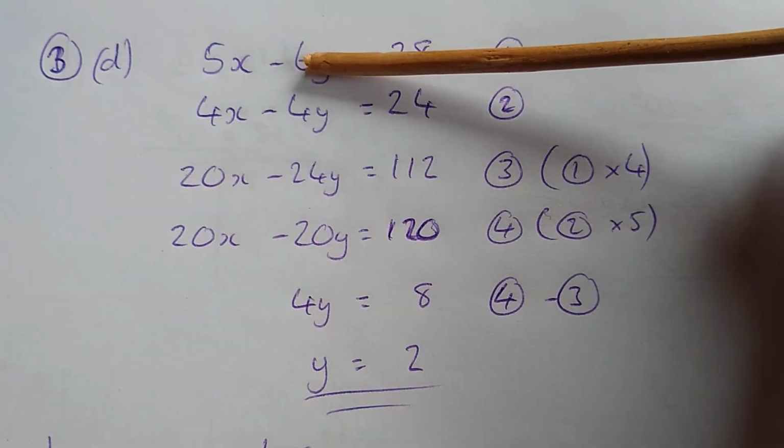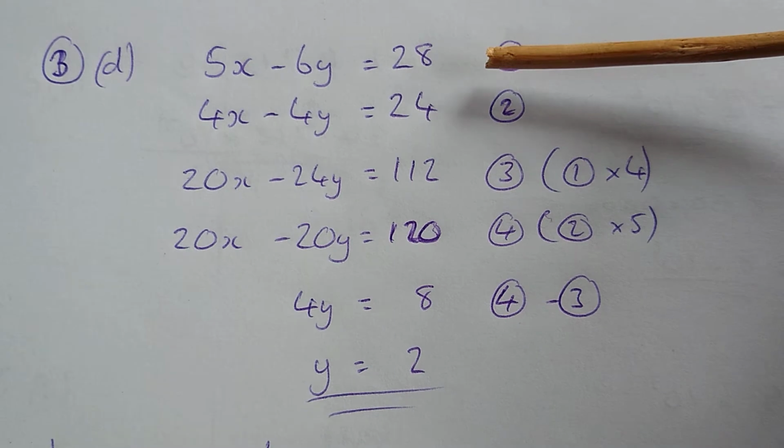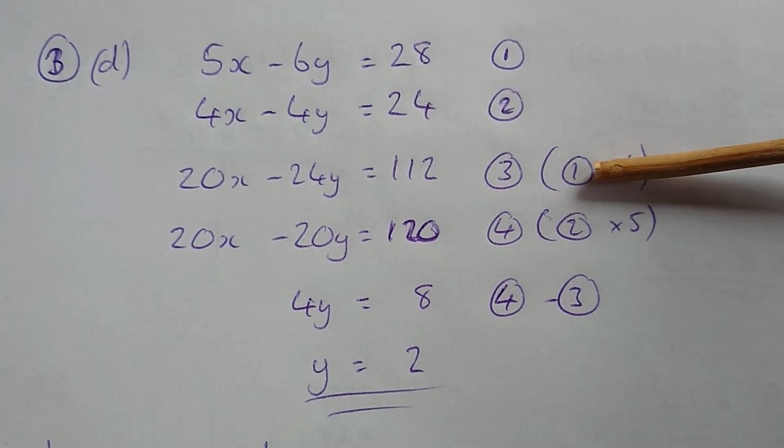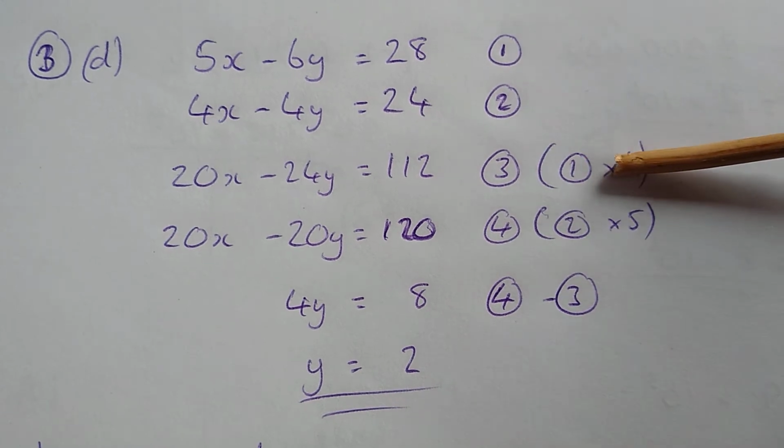So I'm going to multiply every single part of this by 4. And I'm saying that I'm doing that here. I'm saying I'm doing equation 1, which is the top equation, multiplied by 4.